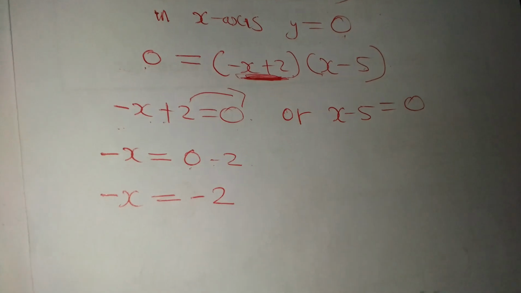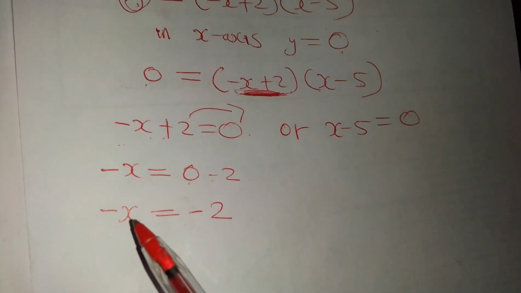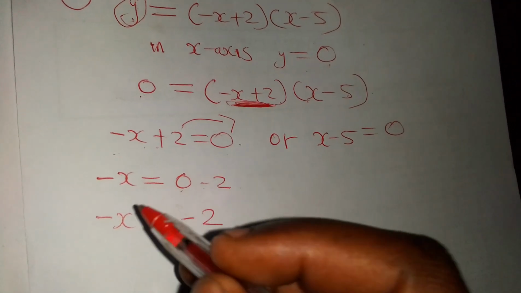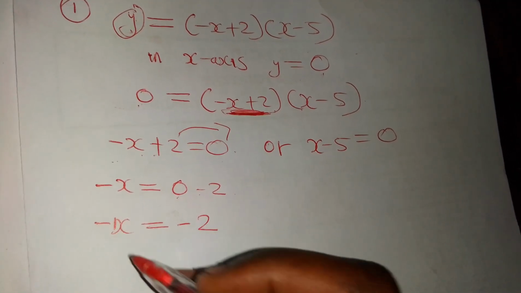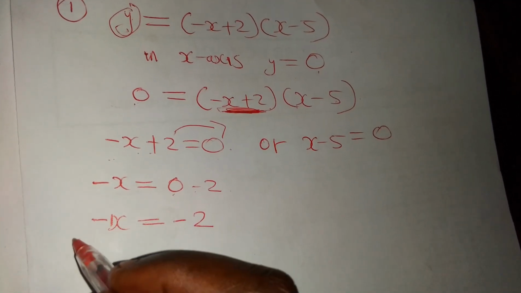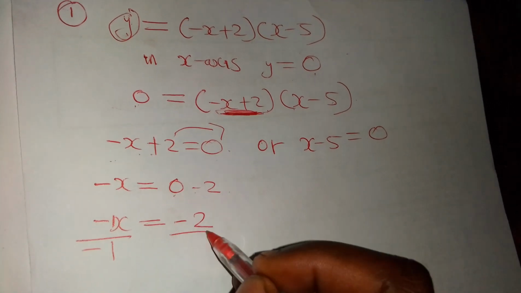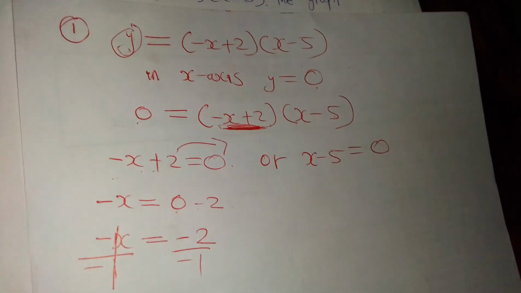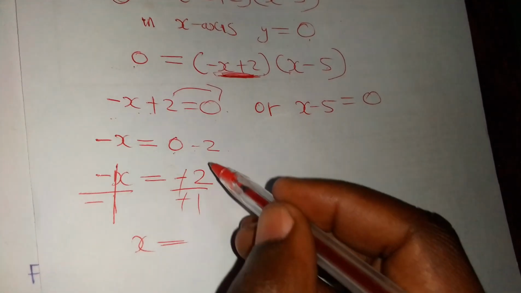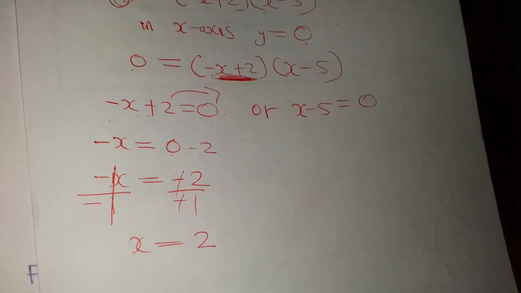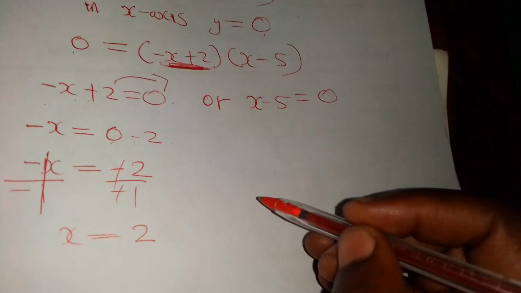Now we are not done, since x is attached to negative 1. You know, here there is a coefficient of 1, an invisible 1 here. There is an invisible 1 there. So to find x, we just divide by negative 1 here and by negative 1 here. We cancel, and this will just be cancelled. 1 into 2 is 2. So the first value, x is equal to 2.